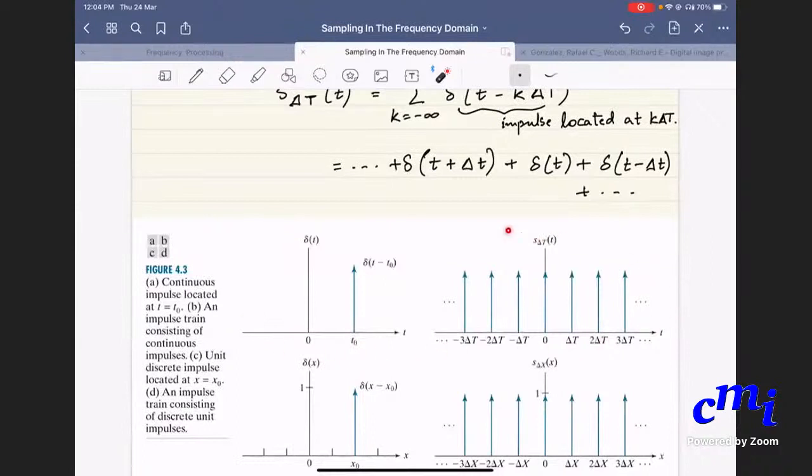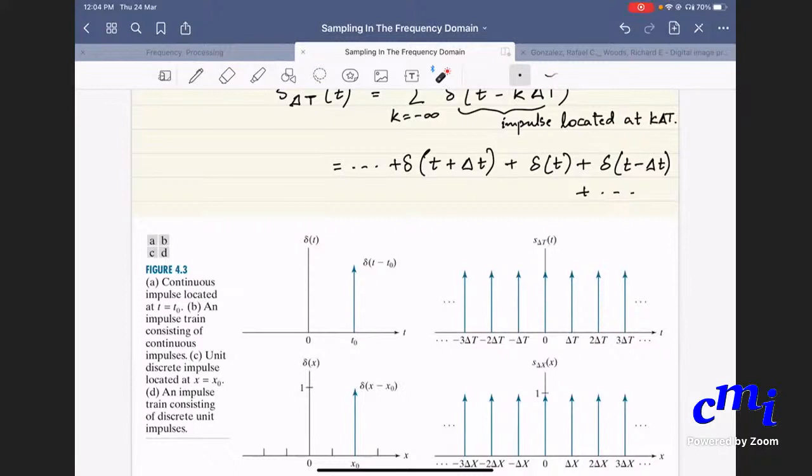On the top, these two images are for a continuous variable, and these two images are for a discrete variable. So don't worry too much about that. We will always be working in this case. But yeah, so the impulse located at t naught will look like this, and the impulse train using these kinds of impulses at various locations will look like this.